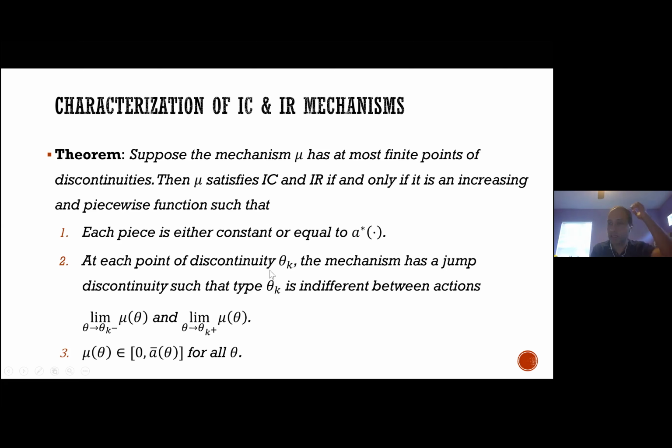That's one. The second thing is, let me look at any point of discontinuity of this mechanism, say theta k. Then at that point, the discontinuity must be a jump discontinuity, such that type theta k is indifferent between the left and the right side limits of the mechanism at point theta k. So when I look at the behavior of the mechanism and take the left and right hand side limits at theta k, then type theta k should be indifferent between those two limits. And the last restriction is coming from the participation constraint: the action prescribed to each type must be between 0 and the maximum action this type is willing to undertake. Because notice the individual's utility is single peaked over this interval, and beyond this interval, all actions are worse than the outside option. So just these three conditions.